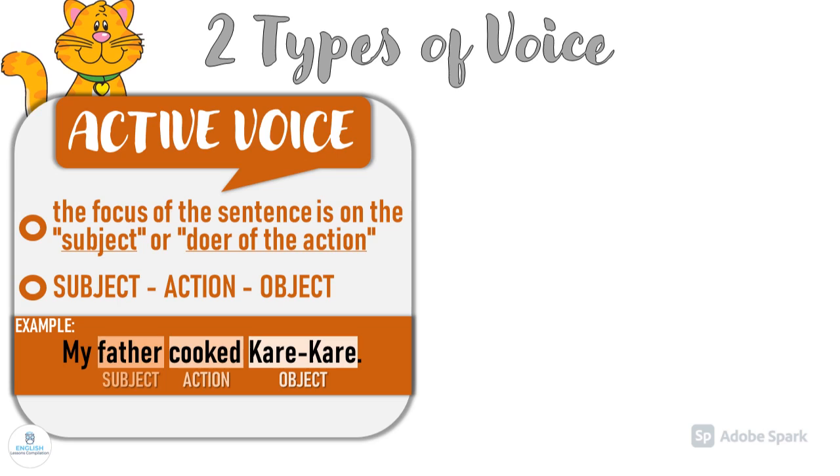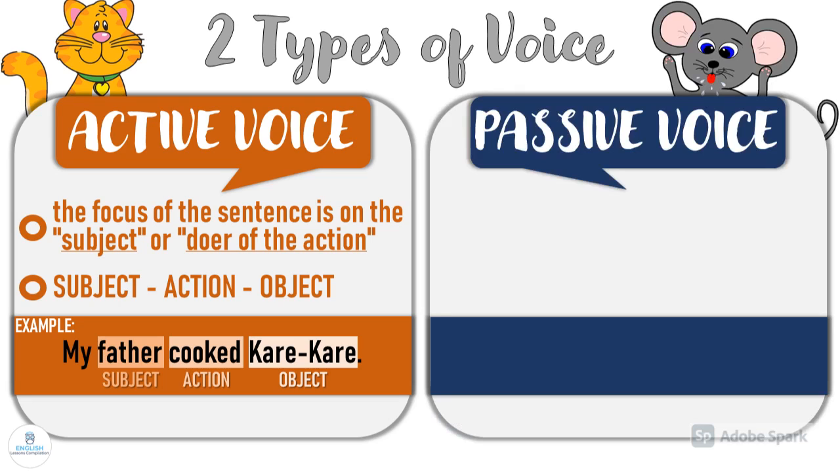Here is an example of a sentence with an active voice of verb. My father cooked kare-kare. Father is the simple subject, cooked is the action word, and kare-kare is the object.